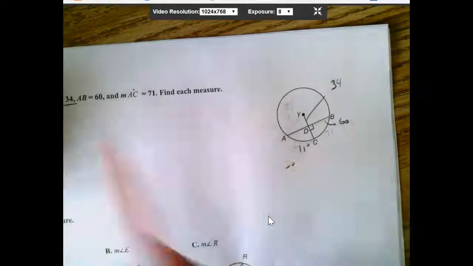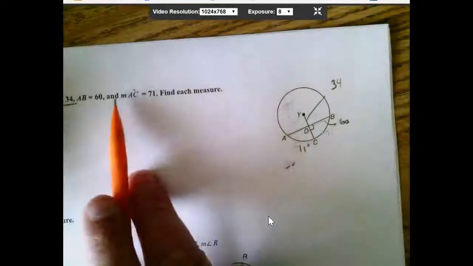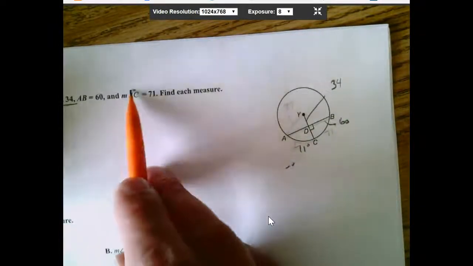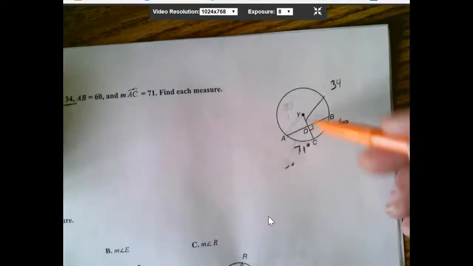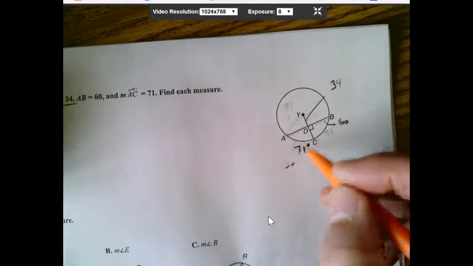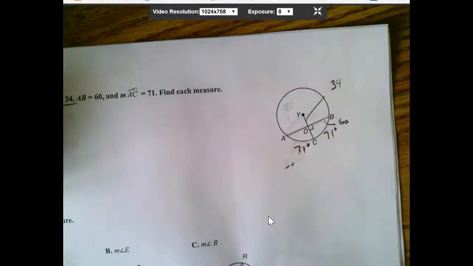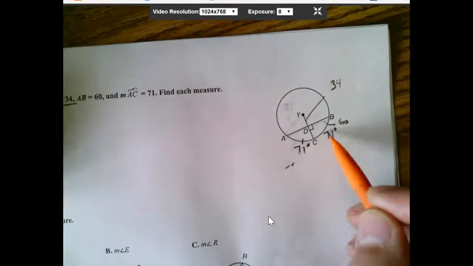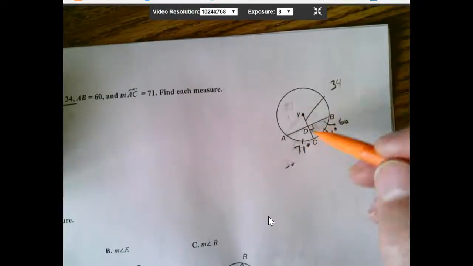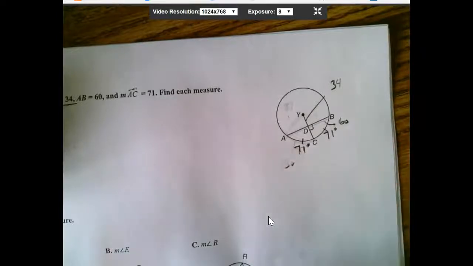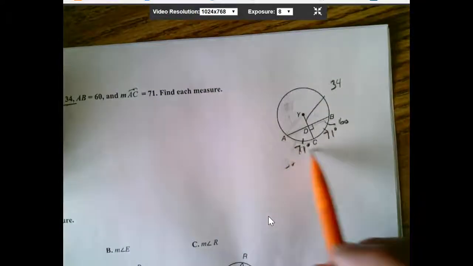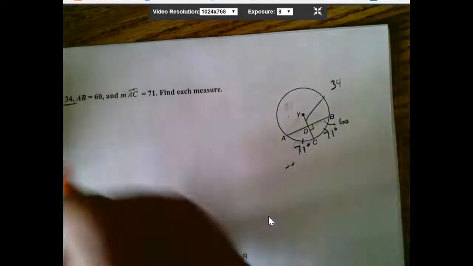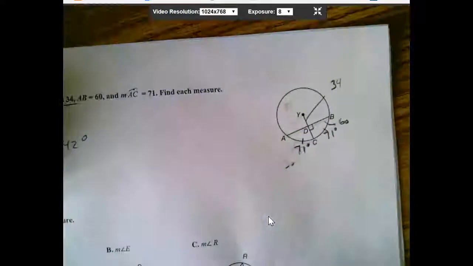And then AB is 60, we already said that, right? And the measure of arc AC is 71. But we know if this cuts this perpendicular, according to the theorem, that if this one's 71, so is that one, because they would be congruent as well if that's cut by a perpendicular. The thing wants us to find BC, which we have over here, this is 71 degrees. And then AB, you just add them, 71 plus 71, 142 degrees over there.